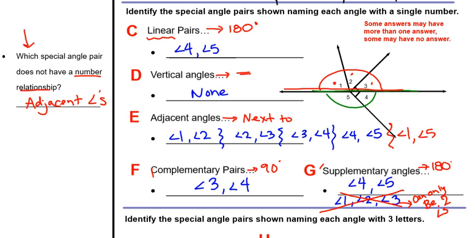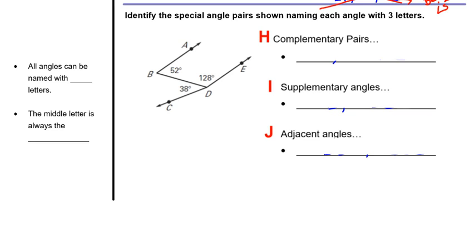Let's jump down to the last set on this page. All right. On the bottom of the page here, let's first talk a little bit about these questions right here. It says all angles can be named with how many letters? And remember, that is 3 letters. The middle has to be the vertex. Oh, and there's my second question right there. The middle letter is always the vertex. Those are really good things to think about. That's something to make sure you know for the test.